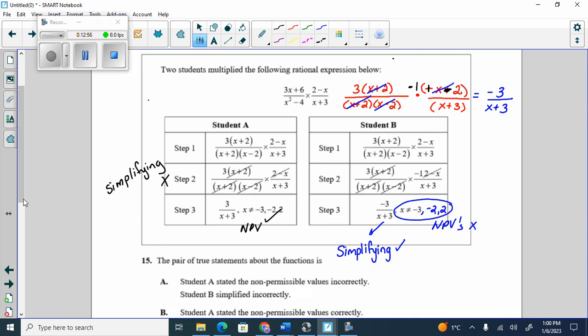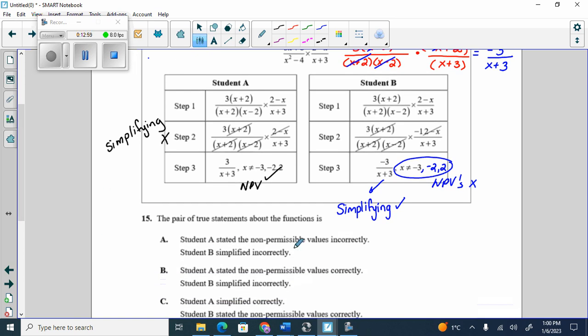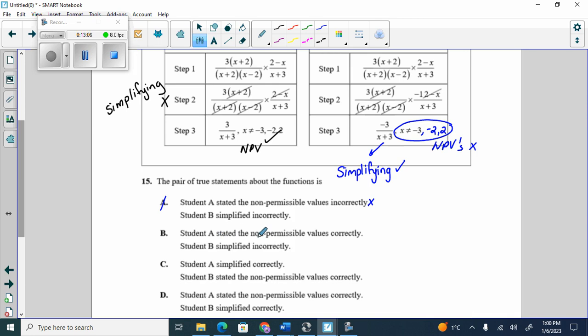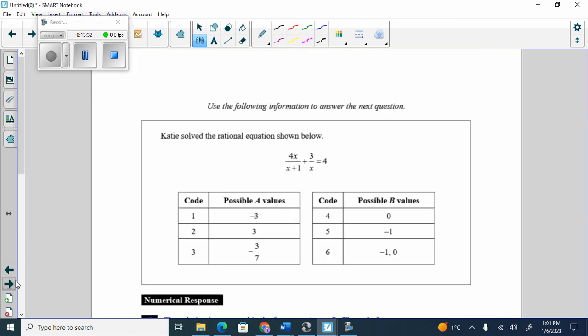So technically, let's see what's right. Student A stated the non-permissible values incorrectly. That's wrong, they stated them correctly, so that's out. B: student A stated the non-permissible values correctly, true. Student B simplified incorrectly? Simplified correctly, so no good. Student A simplified correctly? That's not true, so that comes out. Student A stated non-permissible values correctly, true. Student B simplified correctly, true. So it's D. Next question.